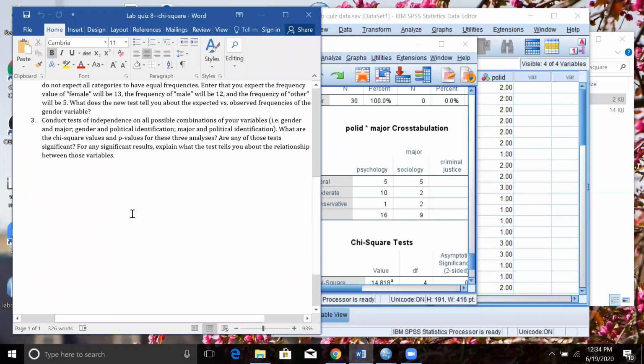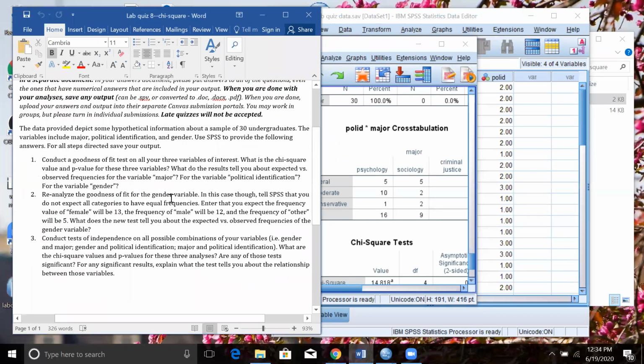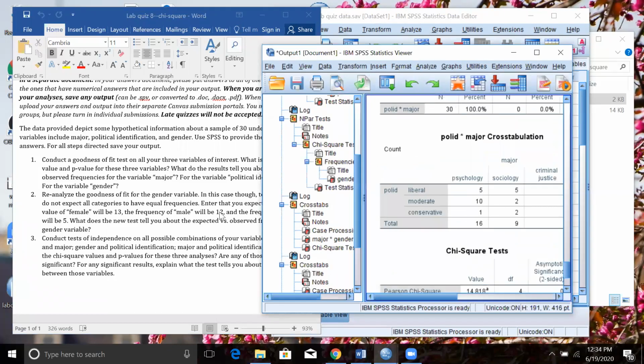Okay, so those are all the questions for your chi-square lab quiz. Like I said, it's a pretty easy one, but it can be a little bit tricky to find the chi-square in the drop-down menus, but that basically does it for your chi-square lab quiz. So at this point, I'm going to end the recording and take any questions that you may have.